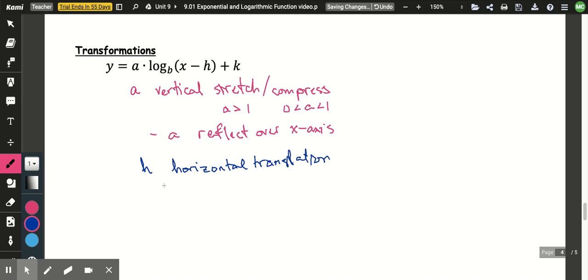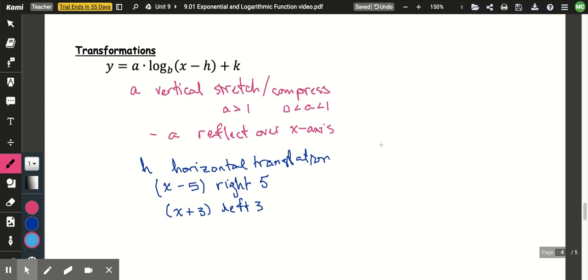Once again, those are kind of opposite from what you think they ought to be. So if it said x minus 5 in there, then that means it would be going to the right 5. And if it said x plus 3, that would be going to the left 3.